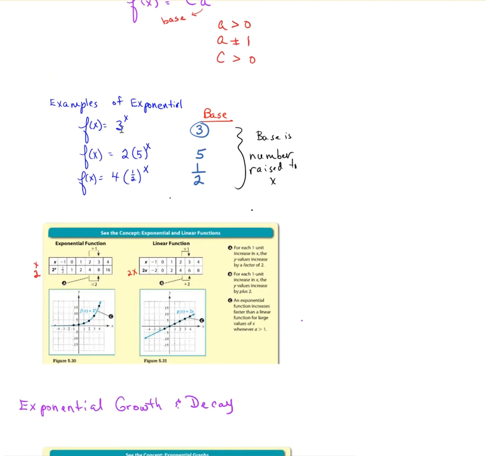So here's some examples of exponential functions written out. And so if you're asked to tell me what the base is, remember it's the only thing being raised to the x. So in this example, the base is 3. In this one, I want you to realize that the only thing being raised to x is 5. So you can't say, oh, that's 10 to the x. You don't ever get to do that. This is one separate thing. So the base is 5. Here the base is 1/2. It's whatever's being raised to the exponent x.